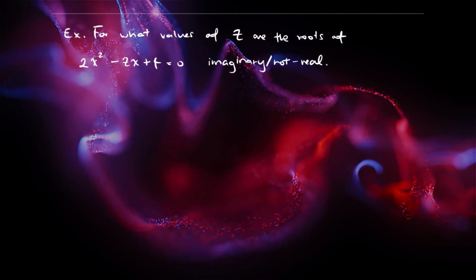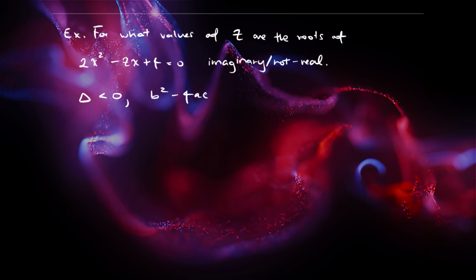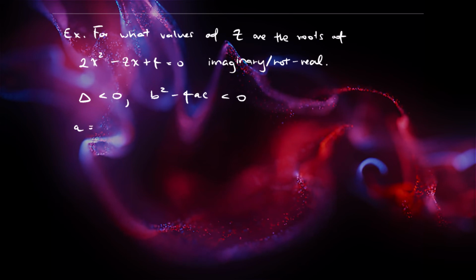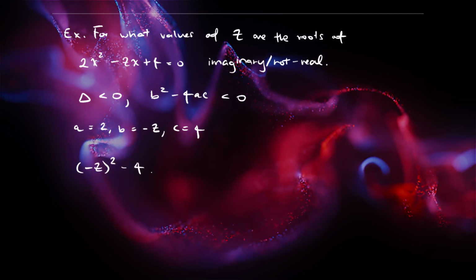Now, what does it mean to have non-real roots? Well, it must mean that our discriminant is not positive and it's not 0, so our discriminant has to be negative. So the first thing we want to do is say our discriminant is less than 0, which is the same thing as b squared minus 4ac is less than 0. So now let's plug in values for b, a, and c. Here we can see a is equal to 2, b is equal to negative z, and c is equal to 4. So b squared is negative z squared, minus 4 times a, which is 2, times c, which is 4. This has got to be less than 0.